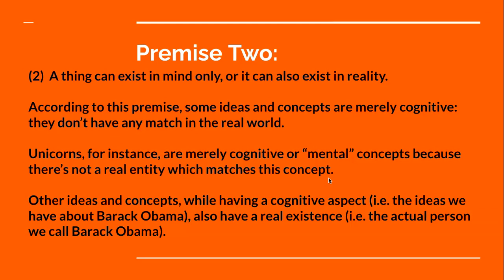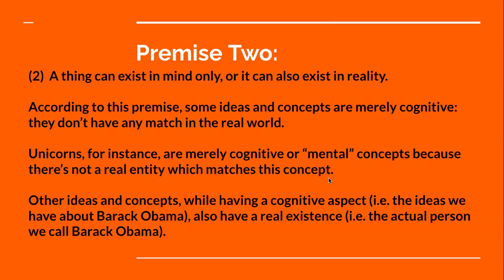According to this premise, some ideas and concepts are just conceptual or cognitive. They're in our minds, but they don't correspond to anything in the world. They don't have a match. Unicorns, for instance, are ideas. They're mental concepts, but they don't have a match in the real world because there isn't a real entity that we call a unicorn. So a unicorn is just a mental concept. It doesn't have an additional existence in reality.